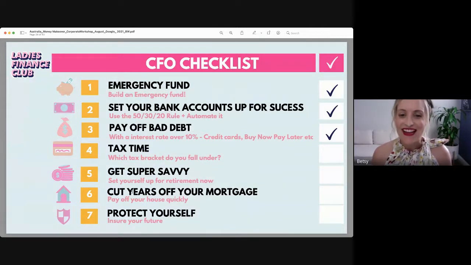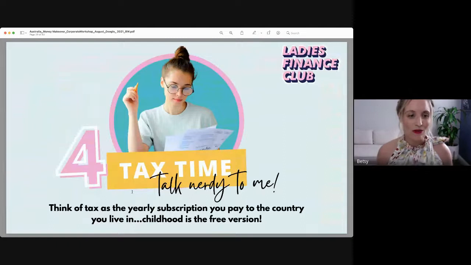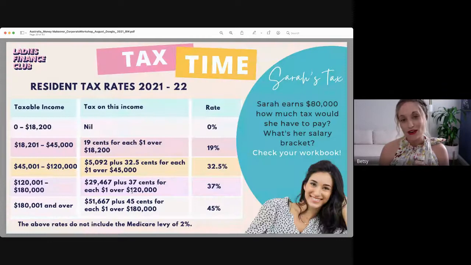Tax time. Which tax bracket do we all fall under? Now, tax time, a lot of us, our eyes glaze over, we roll our eyes, get upset. Why are we paying so much tax? It is a pretty high tax environment here in Australia, particularly if you do earn. Liz says tax time is the worst. I feel you, Liz. But think of it as like a yearly subscription to live in Australia, and childhood's like the free version that we all got. But now the trial period's over and we've all got to pay our subscription fees.